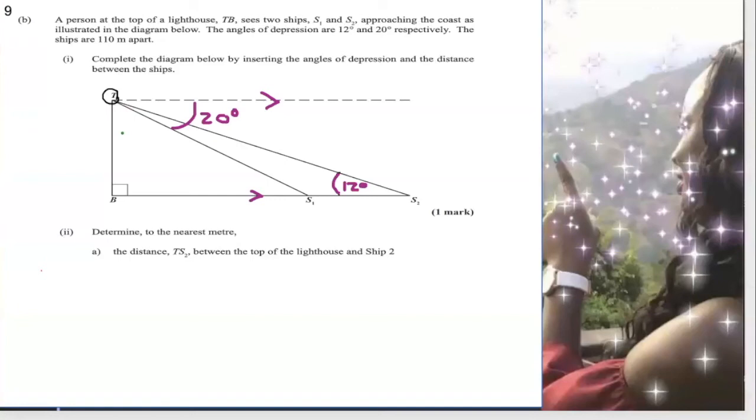Now, once again, we have this line being parallel to BS. Since it is parallel, we can just say that this is the transversal line, and if this is 20, then it means right here is also 20 degrees. So these are the two angles that we're going to use. And then they said the ships are 110 meters apart. So therefore, between S1 and S2, the distance is 110 meters, between the ships.